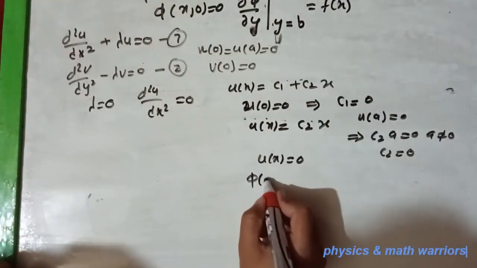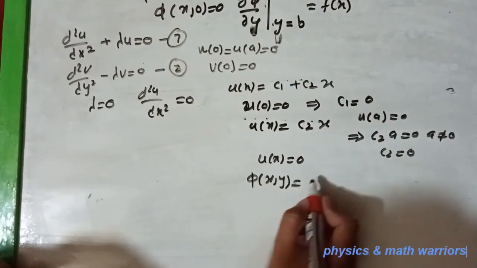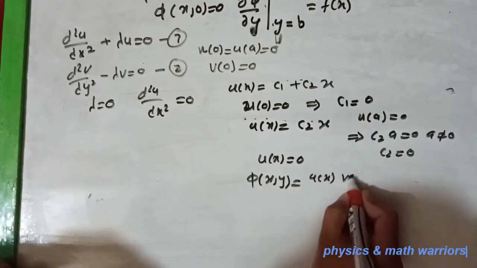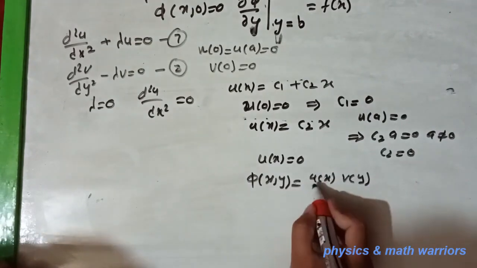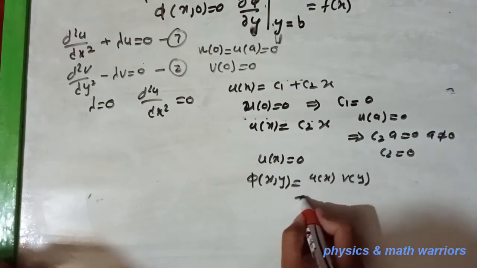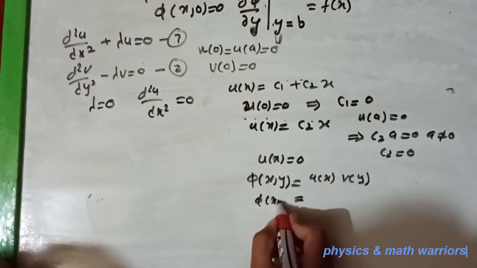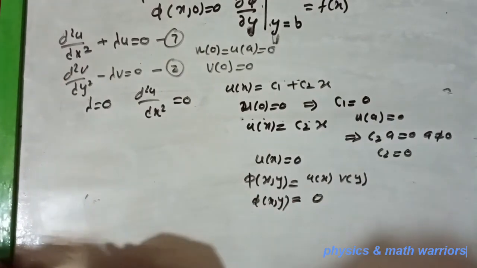And φ(x, y) = u(x) v(y). Since u(x) = 0, φ(x, y) is also equal to 0.